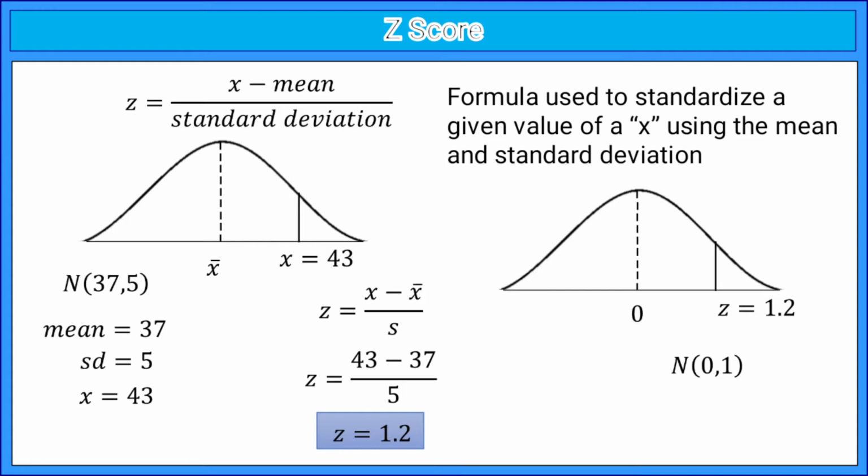We are not ending on this part, because this computed 1.2 is the z-score, but sometimes in our problem we are asked to compute the percentage of the z-score. So we can use the standard normal distribution table. As you can see here, our z is 1.2. So let us take a look at the standard normal distribution table.